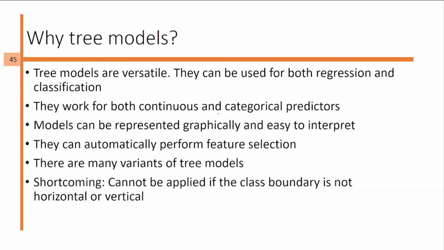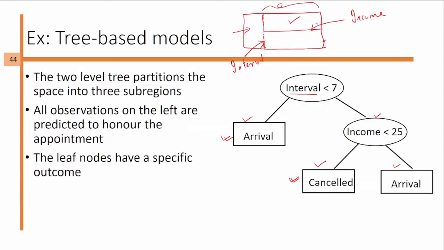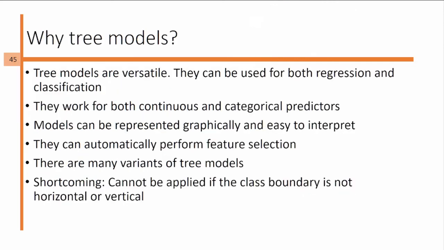Tree models are very versatile. They can be used both for regression and for classification, and they can have both continuous and categorical predictors. The shortcoming is if the class boundary is not horizontal or vertical. If the class boundary is something like this, then it may not work. So this is the tree model for you.